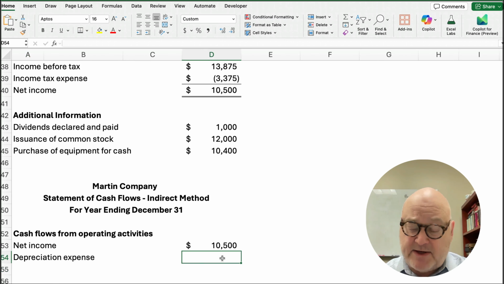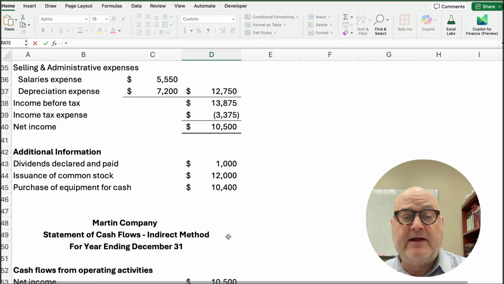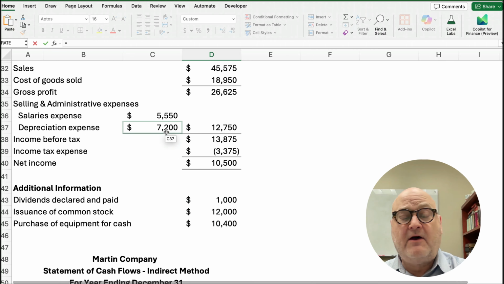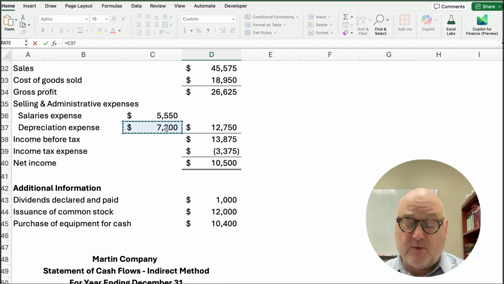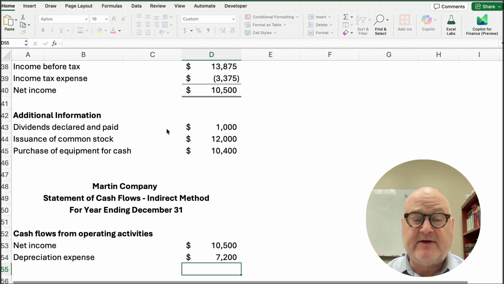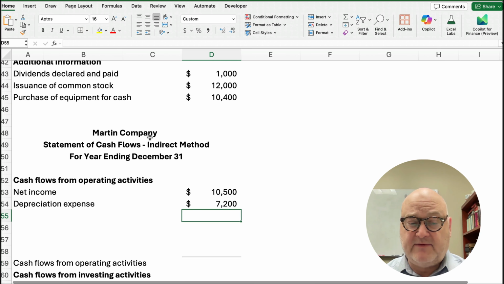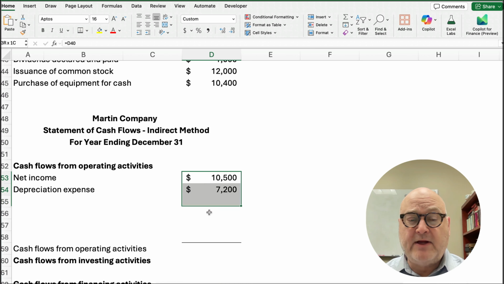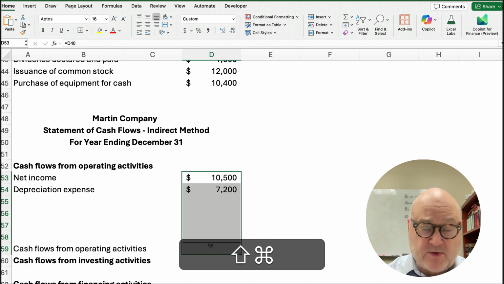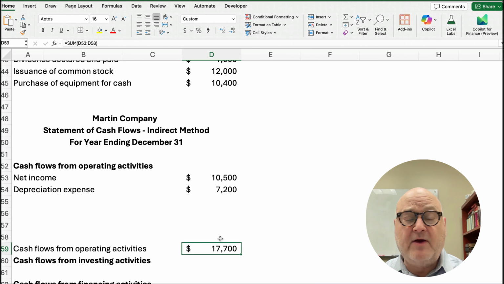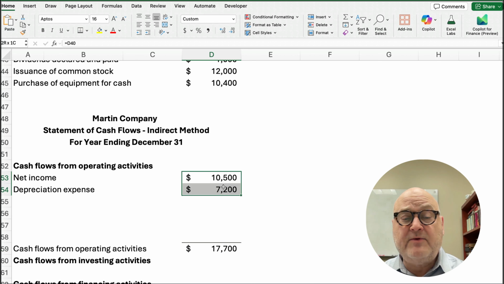And what is our depreciation expense? Now, it comes out as a negative on the income statement, so we're going to add it back to get rid of it. It's a non-cash expense. So what we have is net income plus depreciation expense. Okay. Now, I'm going to go ahead and do a subtotal just so we can see how that total is going to go. If that's all we have, net income and depreciation, then we would say the operating cash flow is 17,700.